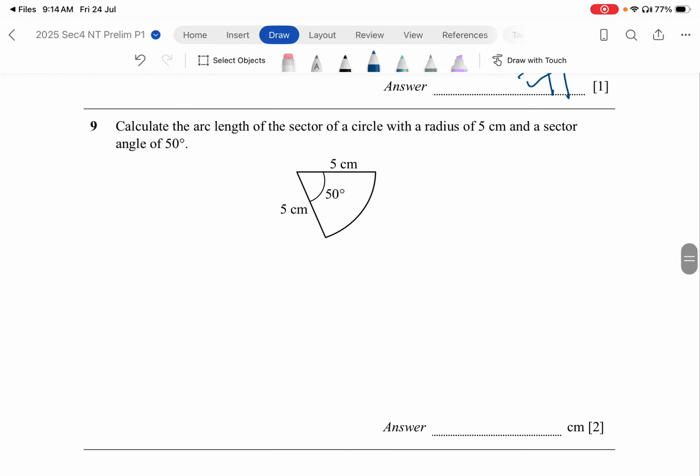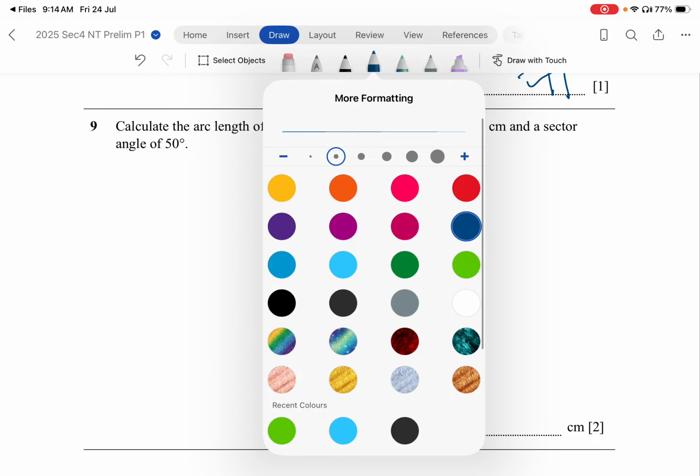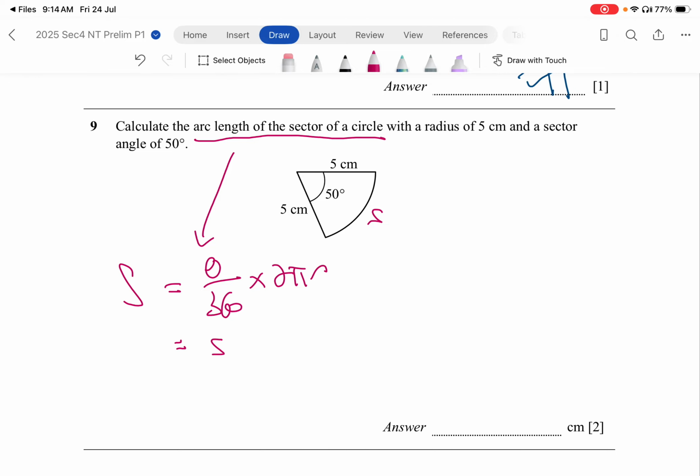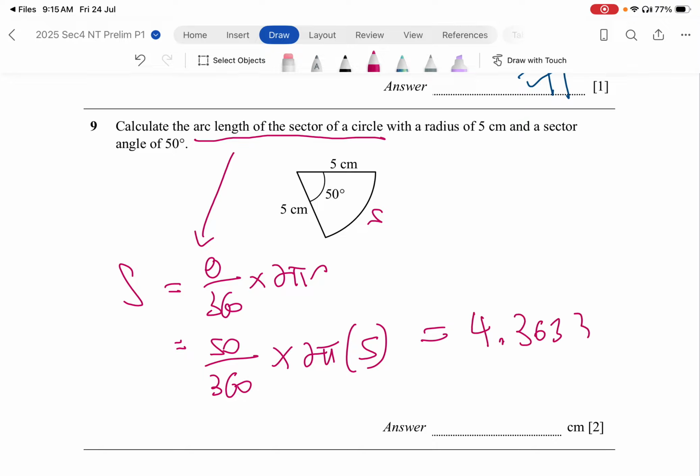Okay, the next one. Calculate the arc length of the sector. Arc length of the sector of a circle. Arc length is theta over 360 times 2 pi r. This is the formula. So it's 50 over 360 times 2 pi 5. Then you press the calculator. 4.3633, 3 significant figures, 4.36. Okay, for this.